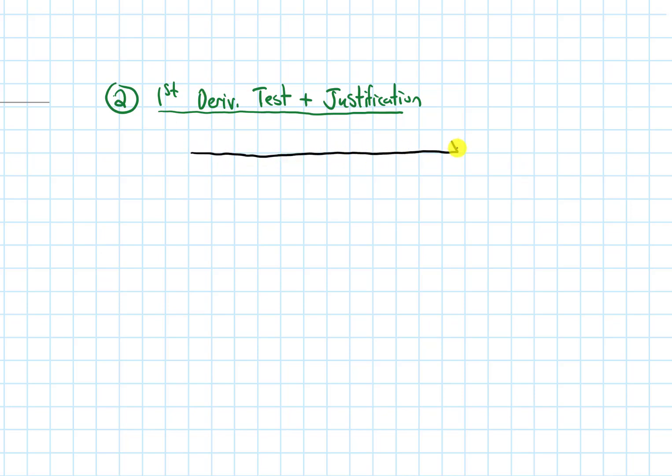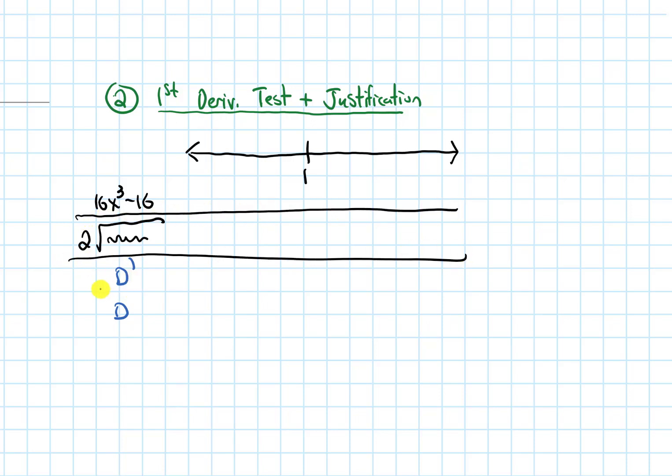All right, so I'm going to make a number line. We put a tick mark at 1 because that was our critical number. And then I need to keep track of the factors that showed up in my derivative. So on the numerator, we had 16x cubed minus 16. On the denominator, we had 2 times the square root of some stuff. I'm just going to put a squiggly line. Okay, so those together will form my derivative of d. And then based on d, I can say something about the original function. Okay, let's separate out some rows. Let's separate out columns.